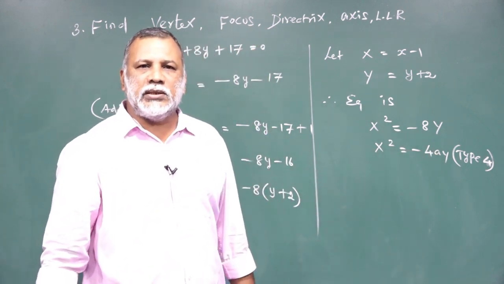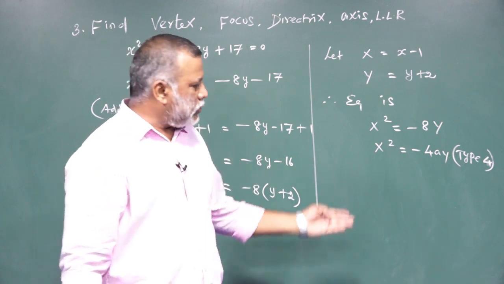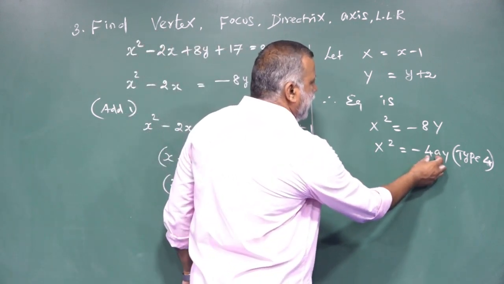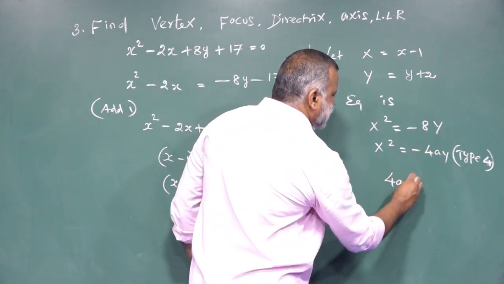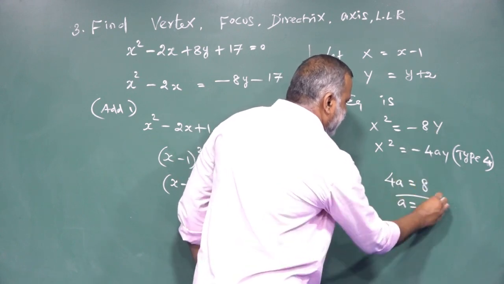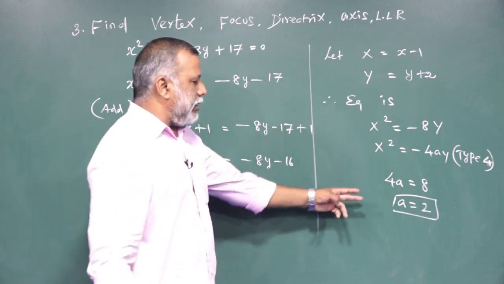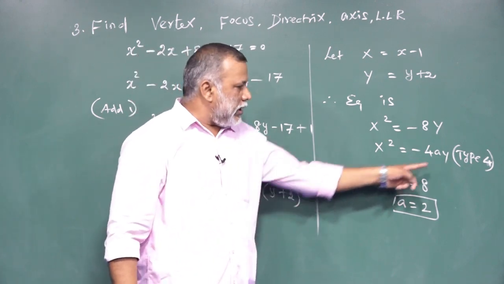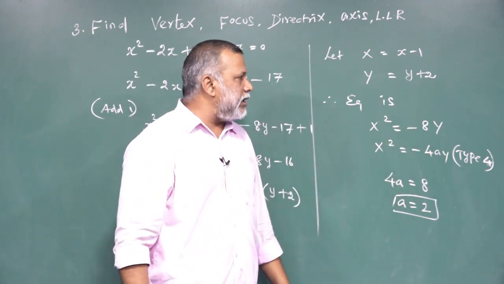Now type 4 means it opens downward. So compare with this one: 4a equal to 8. From this we can say a equal to 2. We are able to get a equal to 2 and also we get type number 4.